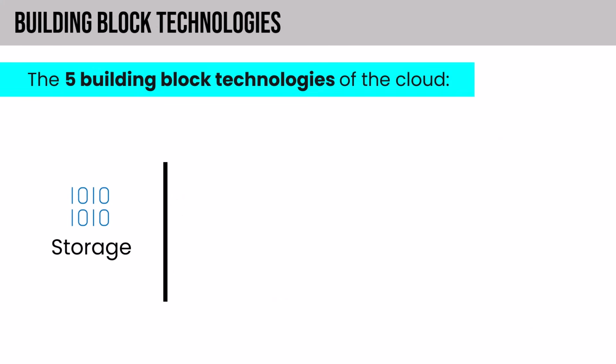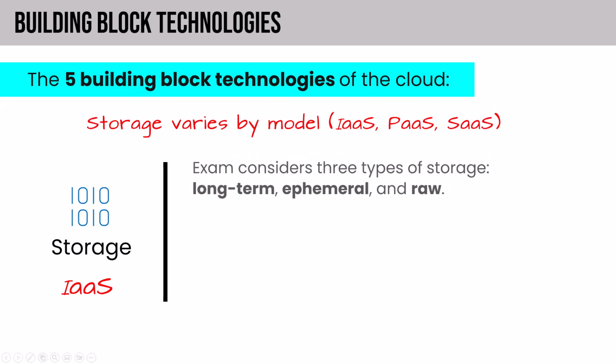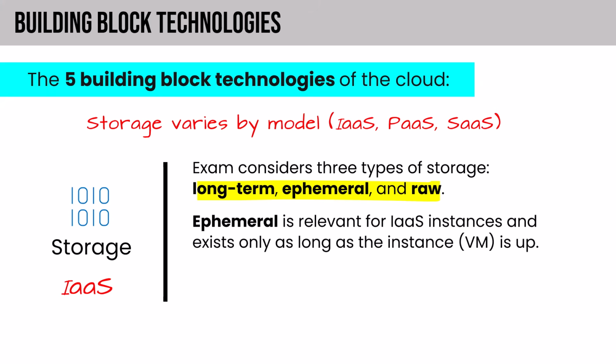Let's move on to storage. And storage varies by model, so whether we're talking about infrastructure as a service, platform as a service, or software as a service, your storage is virtualized as you'd expect. And the CCSP exam considers three types of storage: long-term, ephemeral, and raw. So ephemeral is relevant for IaaS instances, and it exists only as long as the instance, the VM, is up. That would be a temp disk generally.